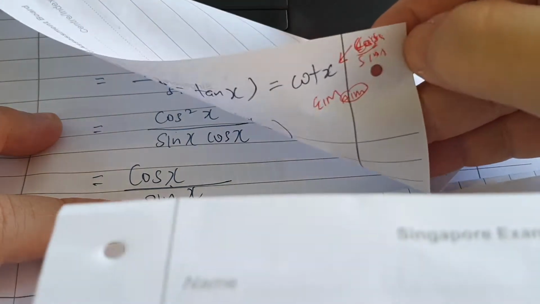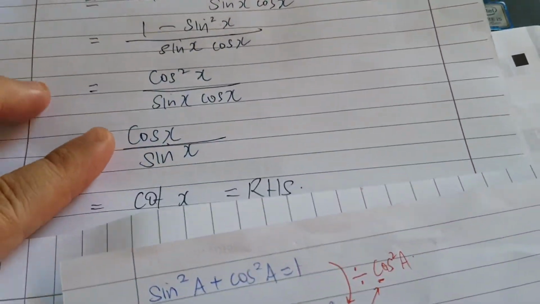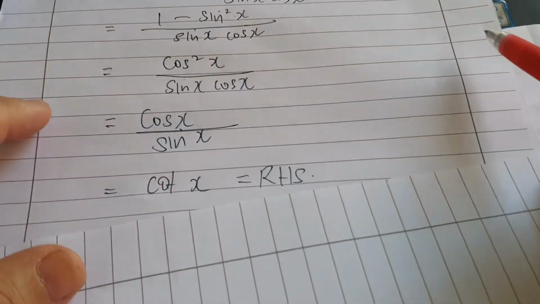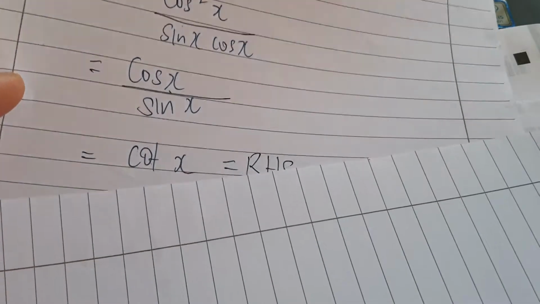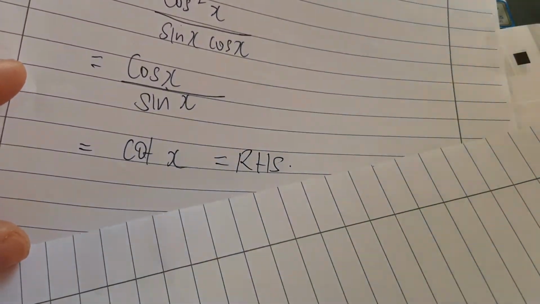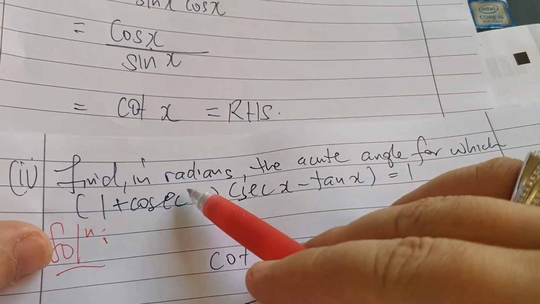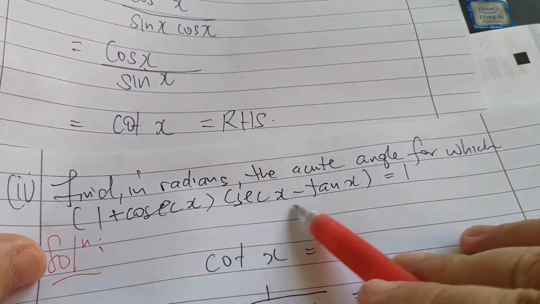So this is what you want, right? Okay, so this is the final answer, and you have proven already. Okay? Now that is all. Now, next part, they ask you to find in radians the acute angle for which this equals this.